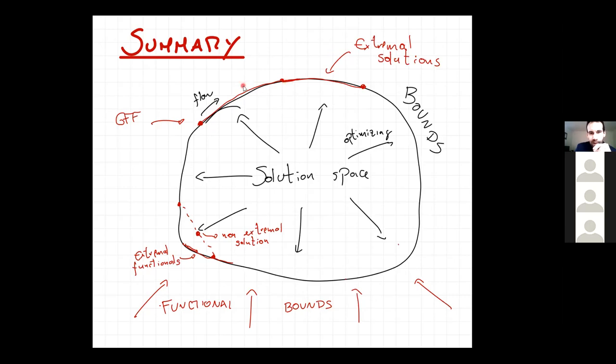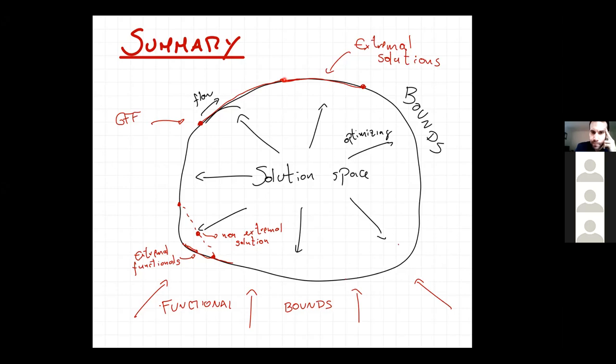The functionals live on some tangent space. They live on the tangent space to an extremal solution, and they tell you how to deform that solution to nearby points. So this is a different way of thinking about the functionals. They tell you how to deform solutions into each other. So they're really associated to the tangent space of the solution space at the given points on the boundary.